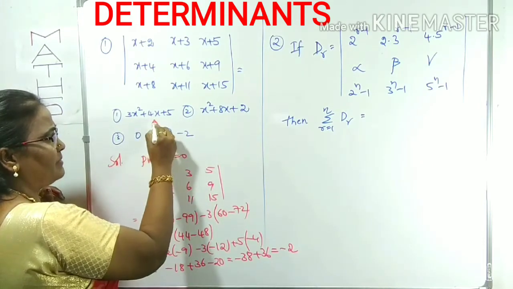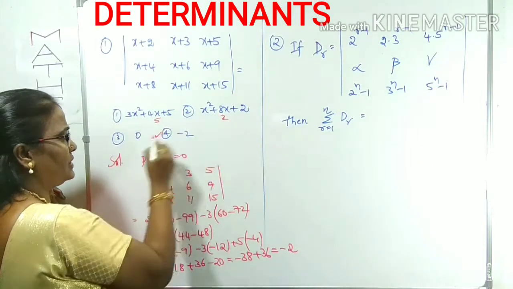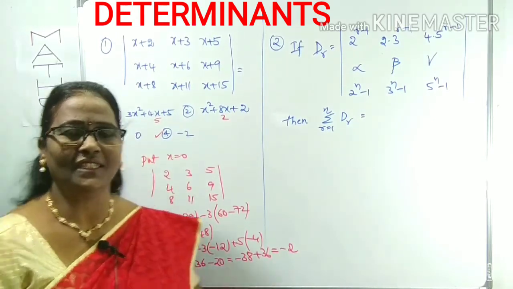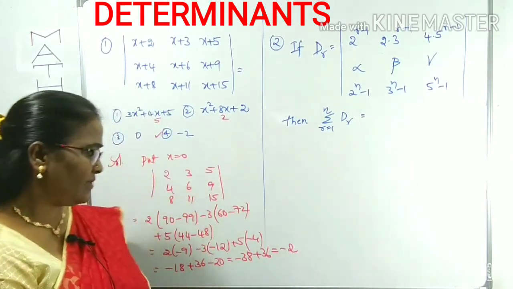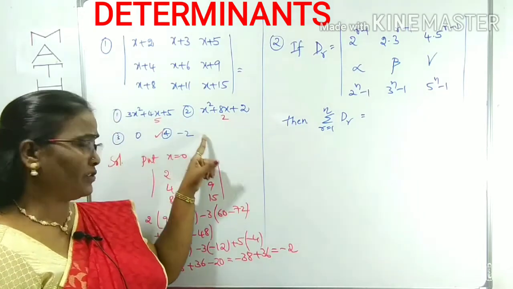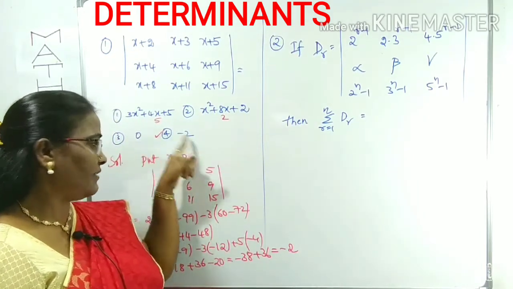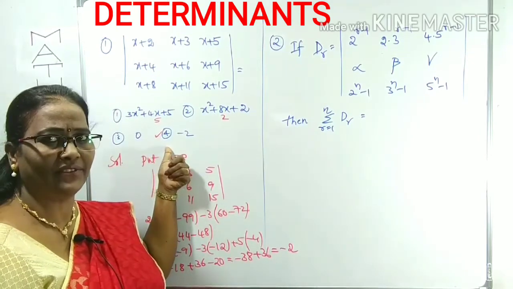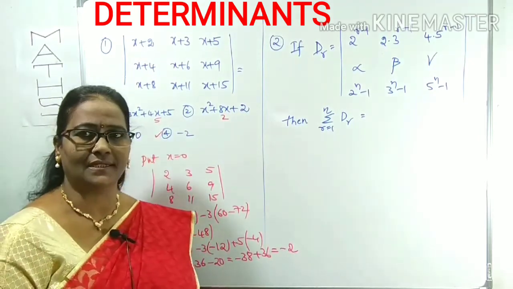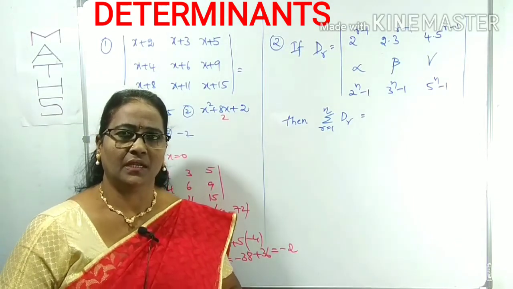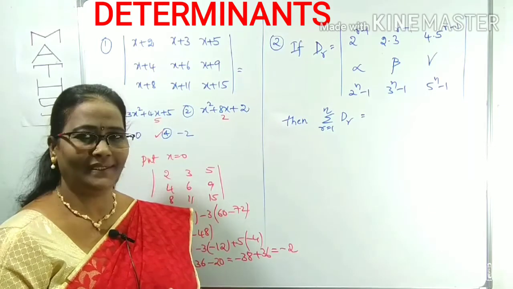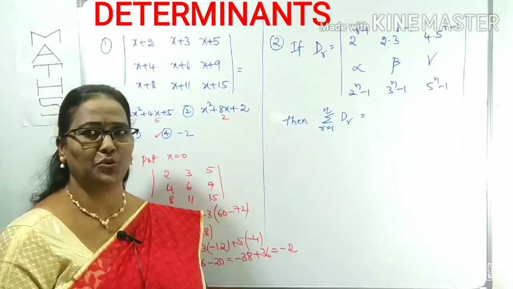By taking x is 0, the first becomes 5, this becomes 2, this is 0 and this is minus 2. What is the correct option here? Minus 2. The value we got coincides with the option, minus 2, which is in the fourth option. That's it. So sometimes you can use the options' help also to save time. Clear? Now come to question number 2.